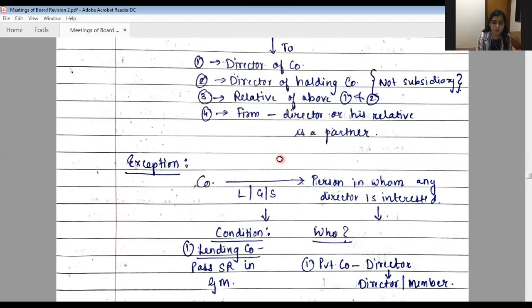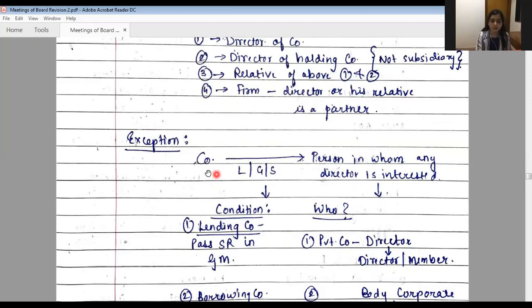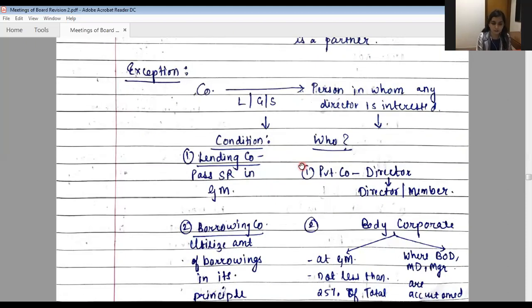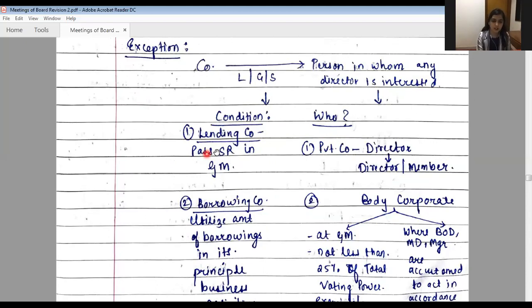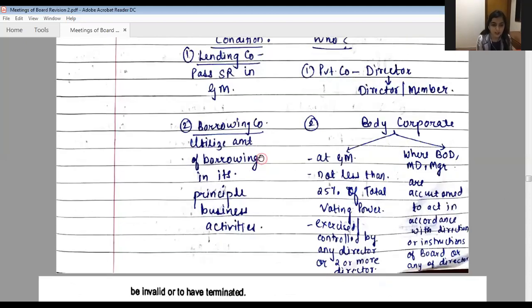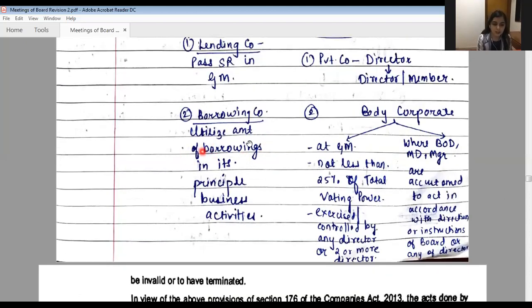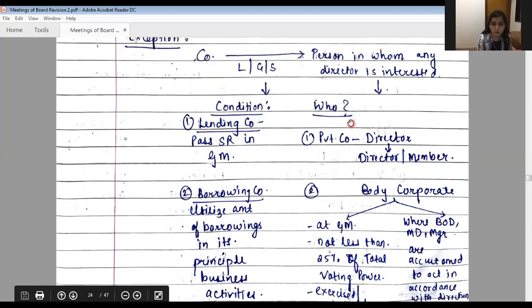Now, the exception to this is when the company provides loans or guarantee or security to a person in whom any director is interested. When can a company do this? The conditions are: the lending company shall pass a special resolution in general meeting, and the borrowing company shall utilize the amount of the borrowings in its principal business activity. Now, who is the person in whom any director is interested?